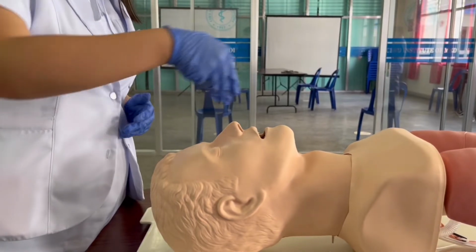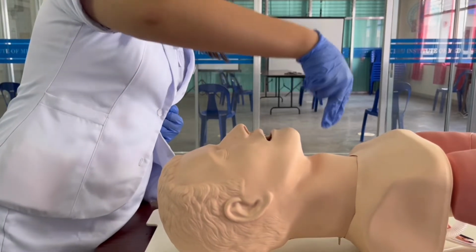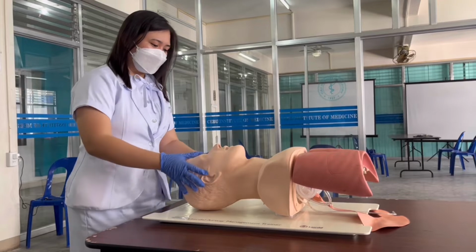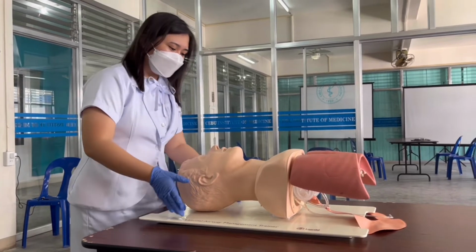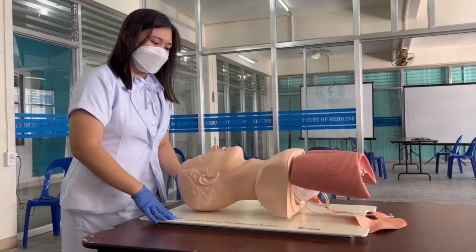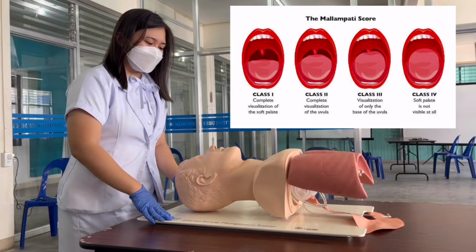3 finger breadths for the mouth opening, 3 finger breadths for the hyomental distance, and 2 finger breadths for the thyromental distance. Third, we assess the Mallampati score. Ask the patient to stick out his tongue and assess the oral cavity. The higher the grade, the more difficult is the intubation.